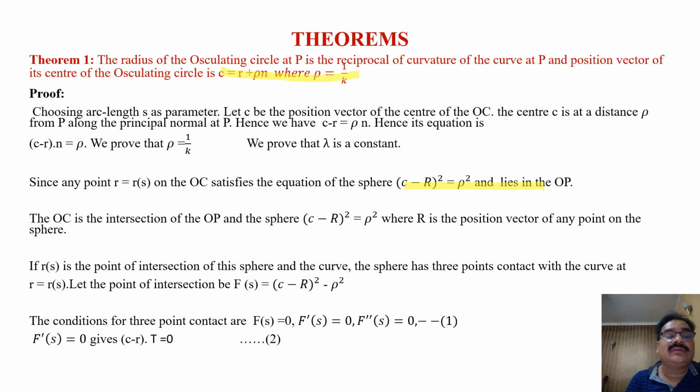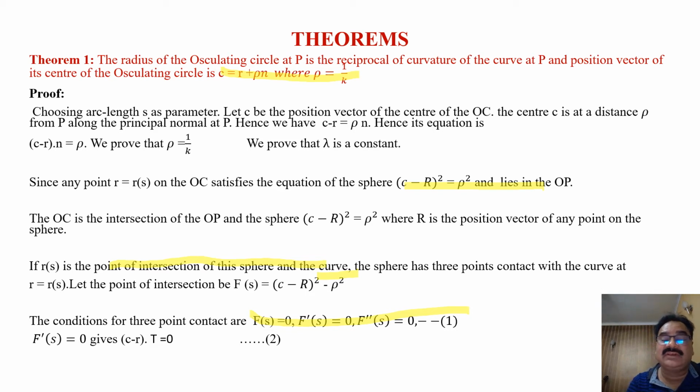The osculating circle is the intersection of the osculating plane and this sphere, where R is the position vector of any point on the sphere. Therefore, if R(s) is the point of intersection of the sphere and the curve, you can write F(s) is equal to C minus R whole square minus rho square. The conditions for 3-point contact are, as we know, F(s) is 0, F dash (s) is equal to 0, and F double dash (s) is equal to 0.